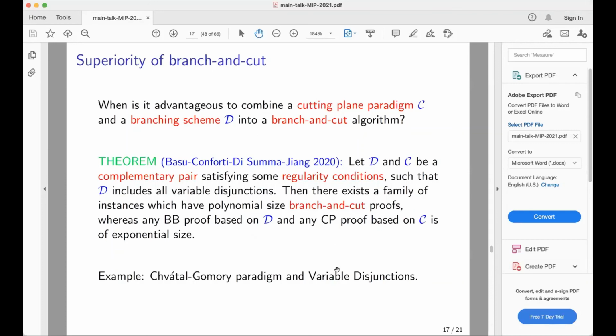And of course, you can apply this to other families of cutting planes and branching schemes and figure out whether they are complementary or not.